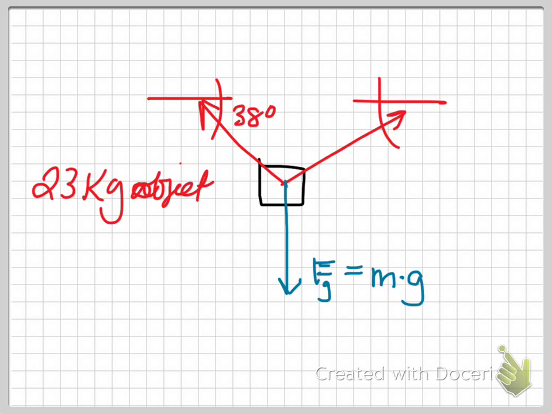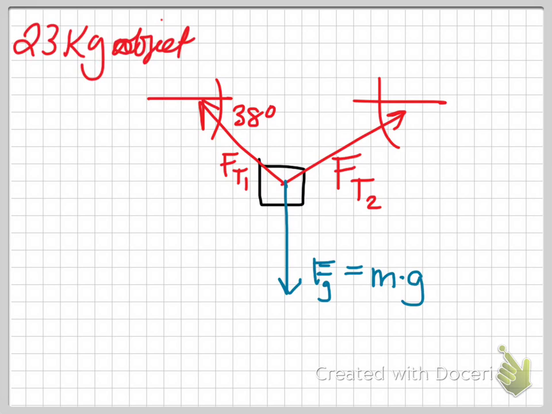So F sub g equals mg, and we're interested in F_T. And, of course, we have F_T1 and F_T2. So we could do the sum of forces on the x, but that really just proves to us that the forces of tension are equal. We're going to skip that for now because I think you all know how to do that.